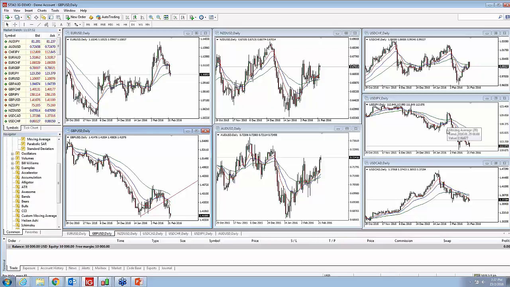Dollar yen looks nice to the downside. It's trying to test the previous low. Dollar CAD looks mixed. Dollar Swiss looks a bit mixed as well. So from this market scan, you can see a quick gauge of what's happening.